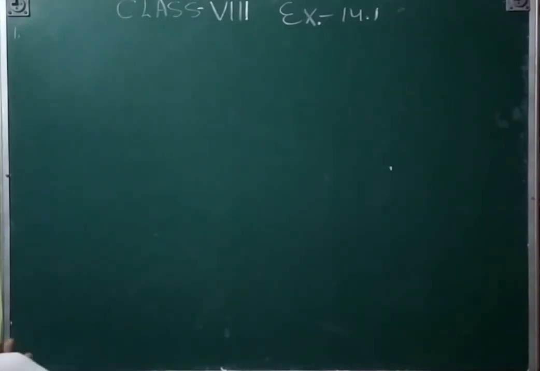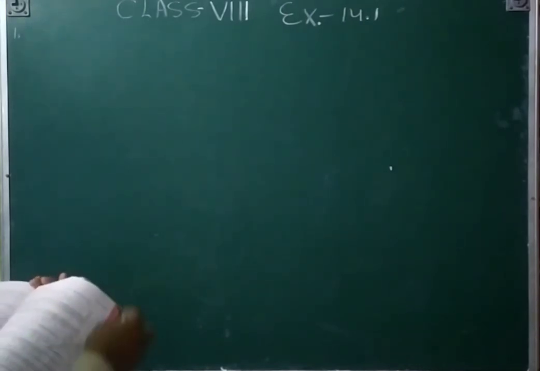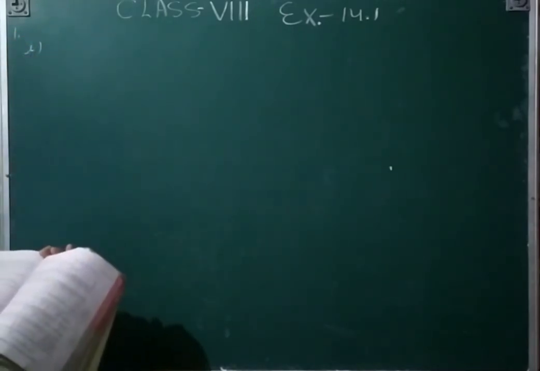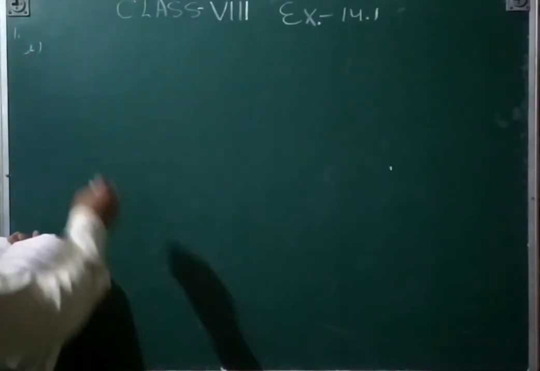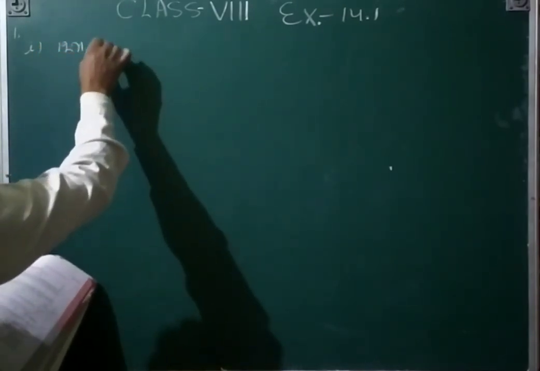Chapter 14, factorization. Factorization means we will factorize each part into its lowest form. So the first question is: find the common factor of the given terms. That is 12x and then 36.